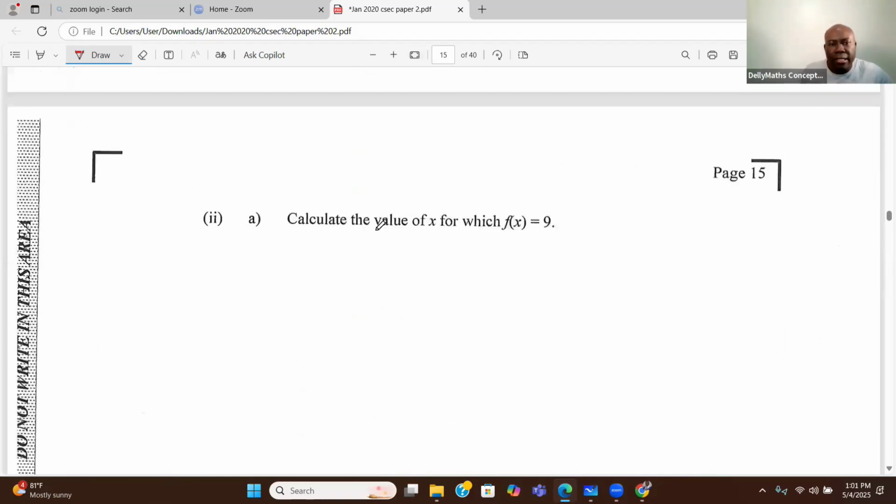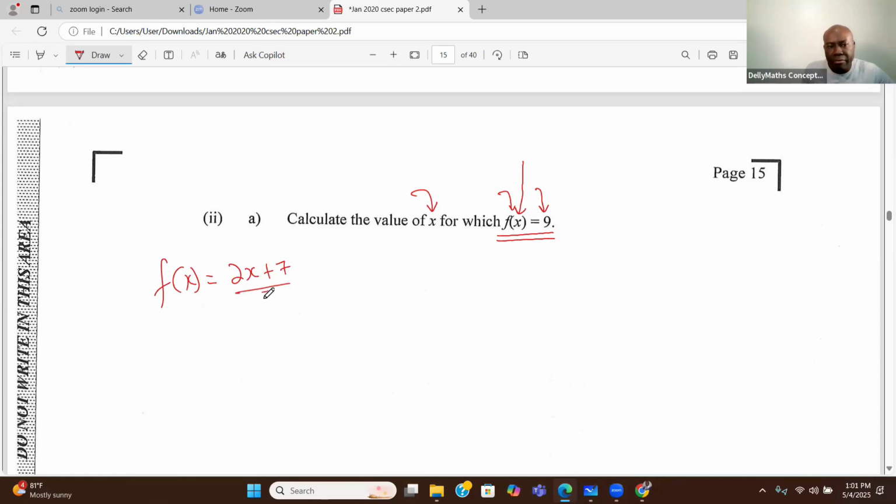All right, so it says calculate the value of x for f of x equal 9. So when they ask you to do this, it's not a big deal. They're asking you what number comes here so that the f function works out to give 9. The f function that you had was 2x plus 7 over 5. They're asking what number could come here such that when you put the number there and work out the math, you get 9. So whenever you get a problem like this, don't overthink it.